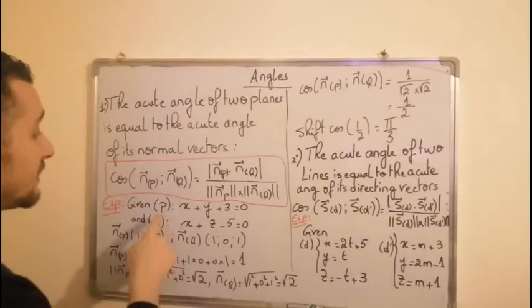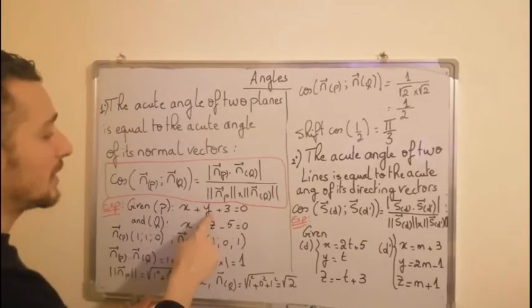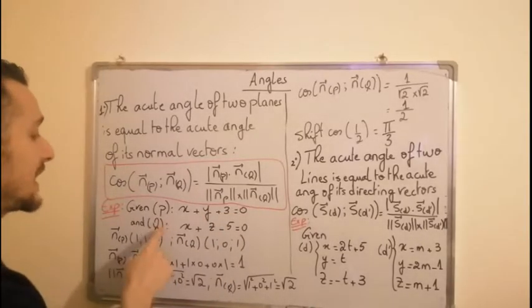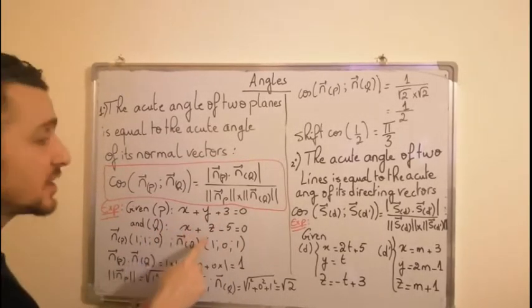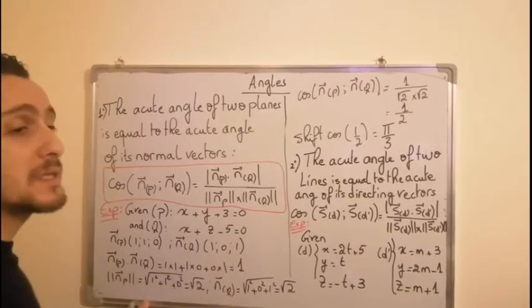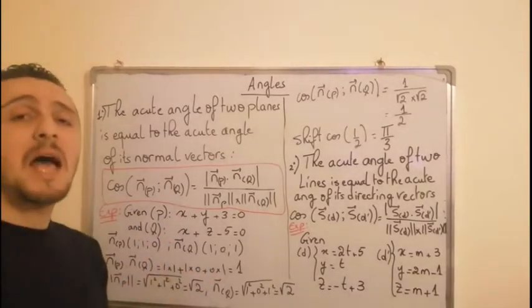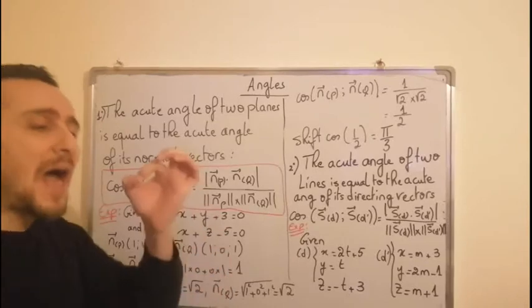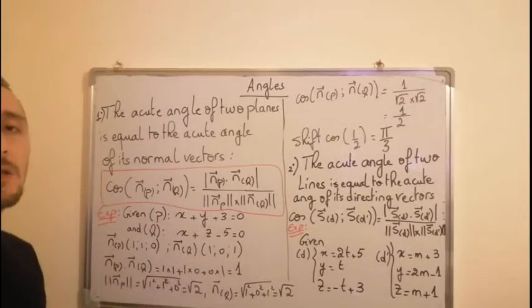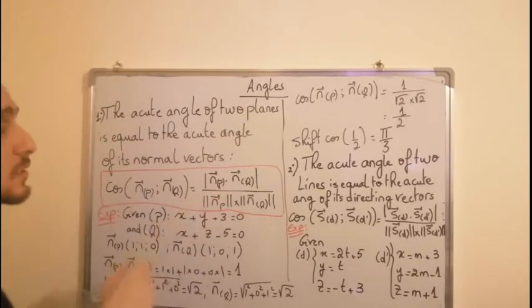Example, given the plane P of equation x plus y plus 3 equals 0, and the second plane has an equation x plus z minus 5 equals 0. The question is, calculate the acute angle formed between the two planes P and Q. So it's a direct application of this rule.